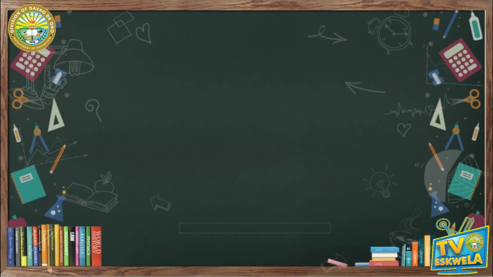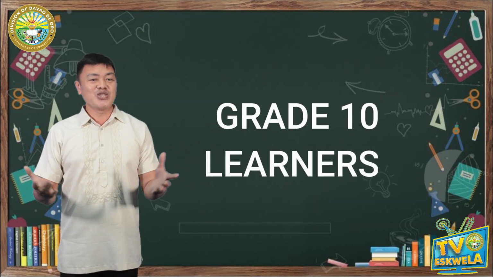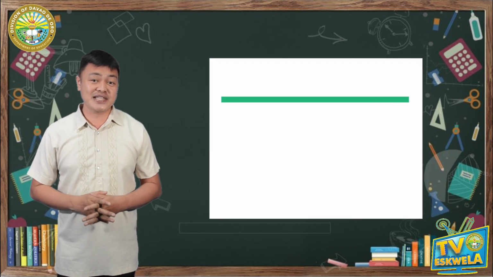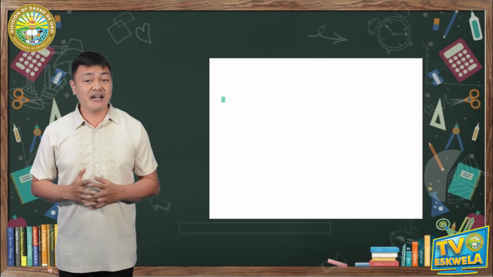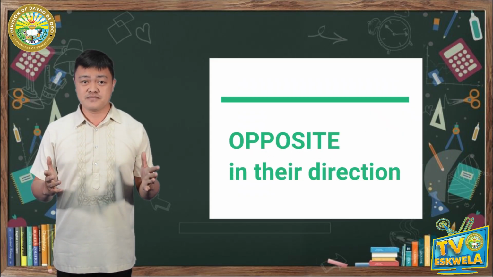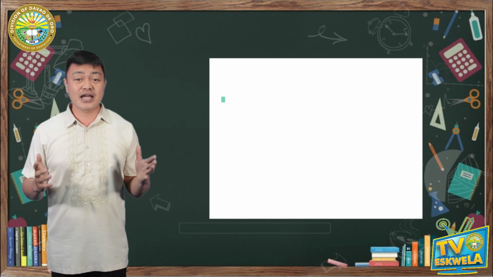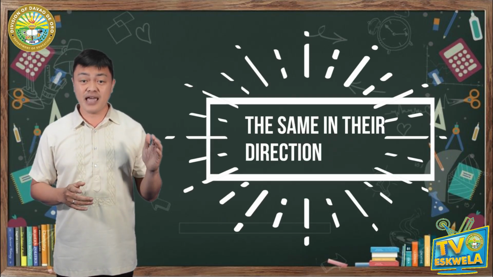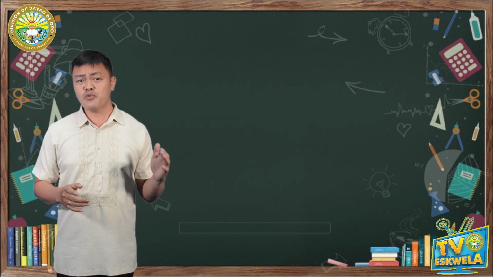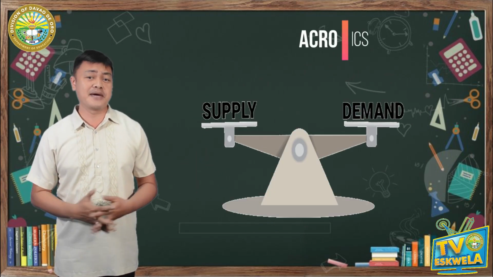Isn't that amazing? Now, grade 10 learners, you have learned that wavelength is inversely related to frequency, which means that they are opposite in their direction, whereas frequency is directly related to its energy, which means that they are the same in their direction. Same with what happened to the law of supply and demand.